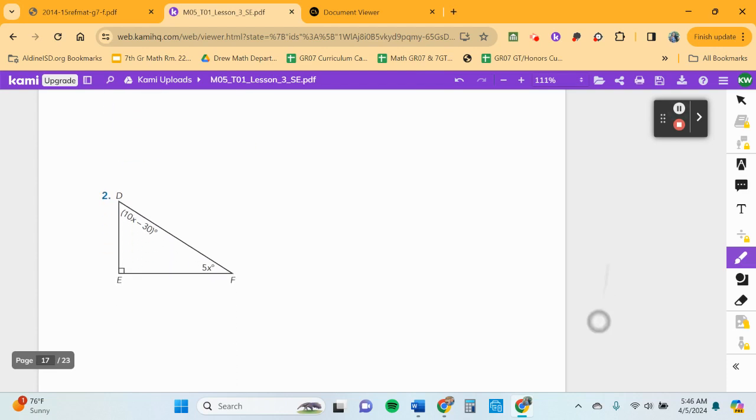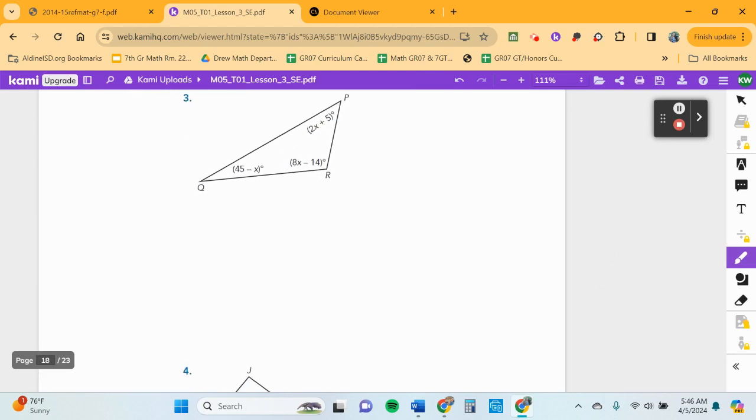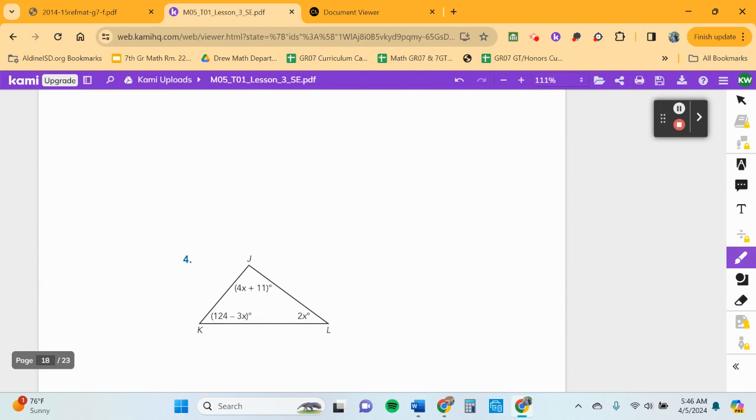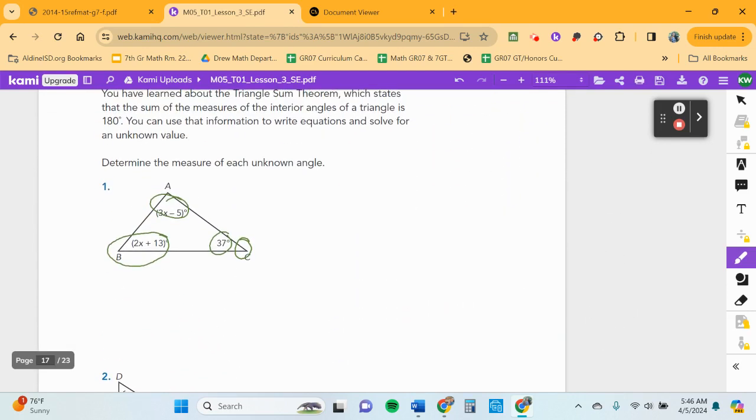Alrighty, keep previewing to see what you're going to be solving for, because I'm going to show you an example of how you would solve using what we know about the triangle sum theorem and what we know about solving equations. Alrighty, let's go ahead and get started. So be prepared to copy. We're going to go over one example together, and then 2, 3, and 4, you're going to do on your own or with a neighbor or your group.